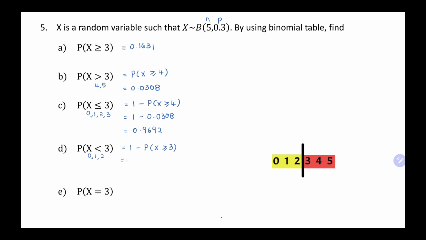And P(X greater than or equals to 3), kita dah cari di A. So, kita copy balik answer 0.1631. Then we minus, we get answer 0.8369.